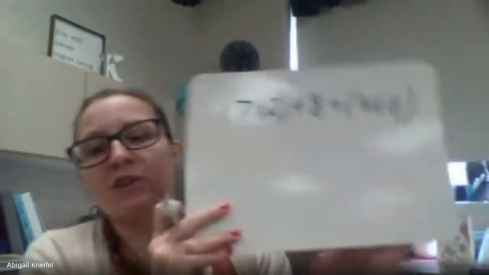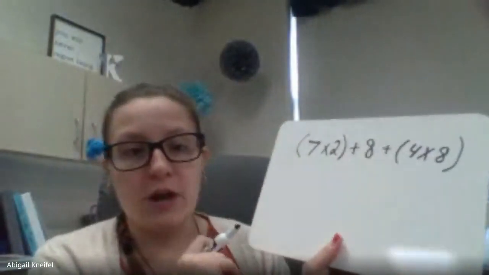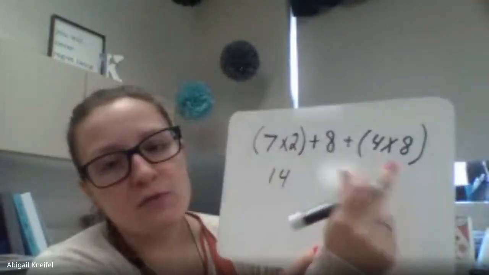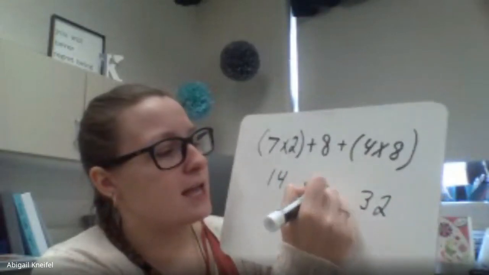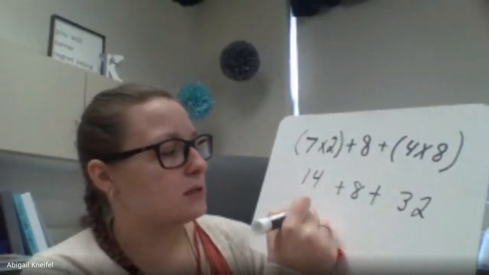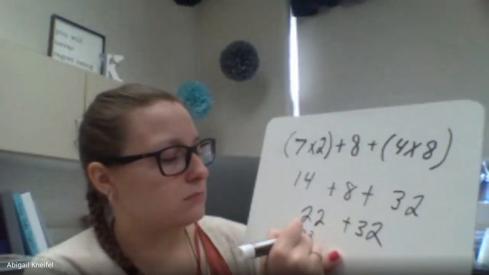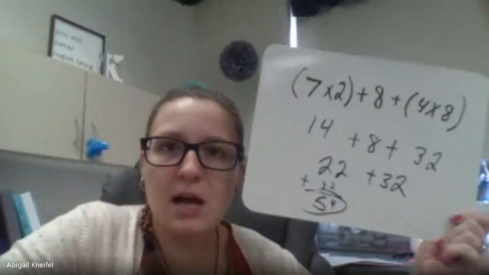All right. So the first thing we have to do is parentheses, but we have 2 sets of parentheses, but we work left to right. So I'm going to do 7 times 2 first, which is 14. And then I'm going to do 4 times 8 because that's on the right side, which is 32. Then I have plus 8 in the middle. So now I have 14 plus 8 plus 32. 14 plus 8 is 22 plus 32, which is 54.